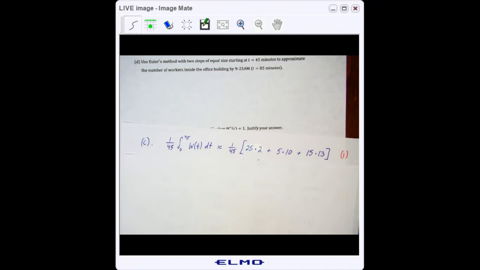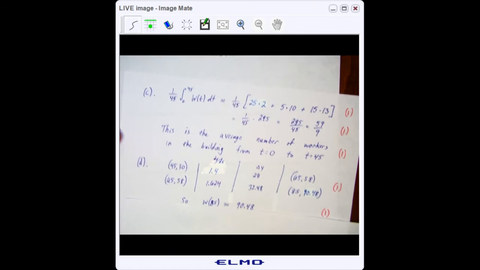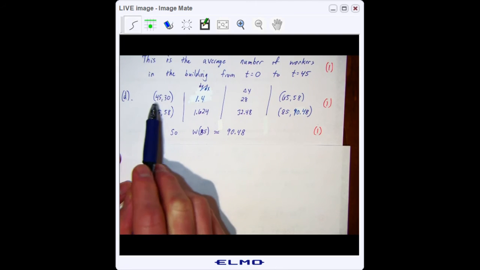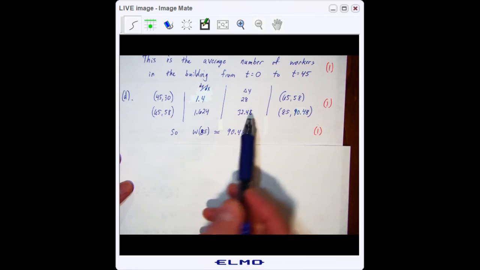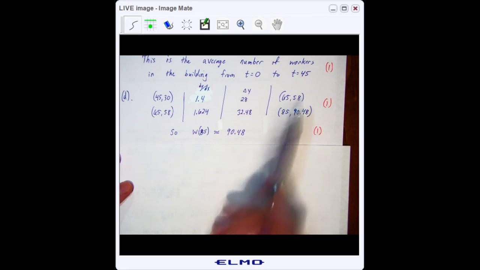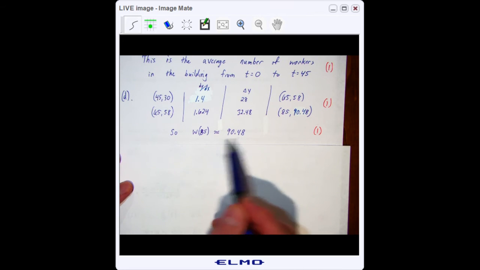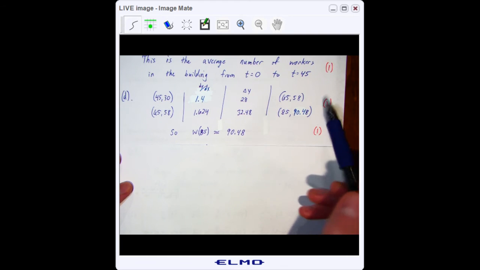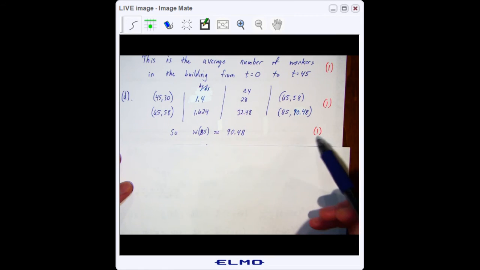All right, moving on to part D. Use Euler's method with 2 steps to approximate the number of workers at 925. Okay, so Euler's method, another one. Hopefully that wasn't too bad. Just start with your point, plug it in the derivative, multiply by dx to get your delta y, and add it and get your second point. Do that twice, and you get about 90.48. So 1 point for doing Euler's method with 2 steps, and 1 point for the correct answer.